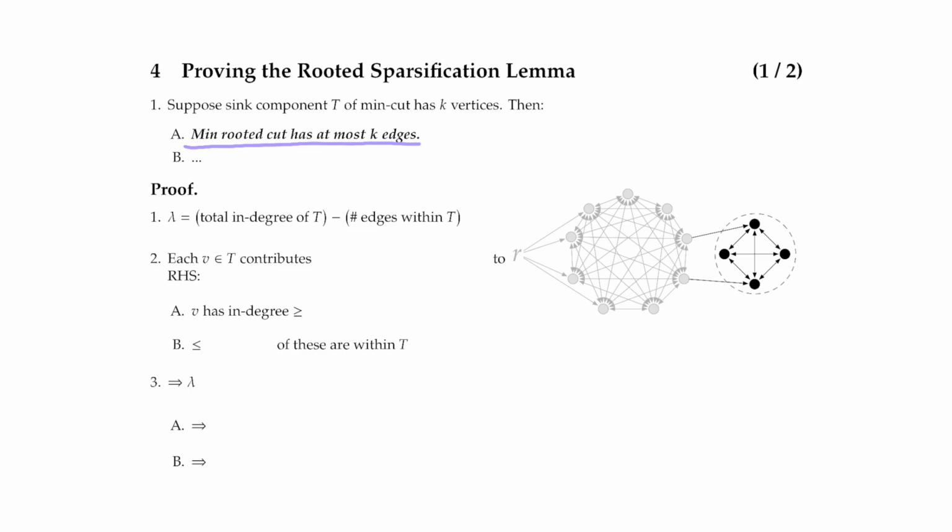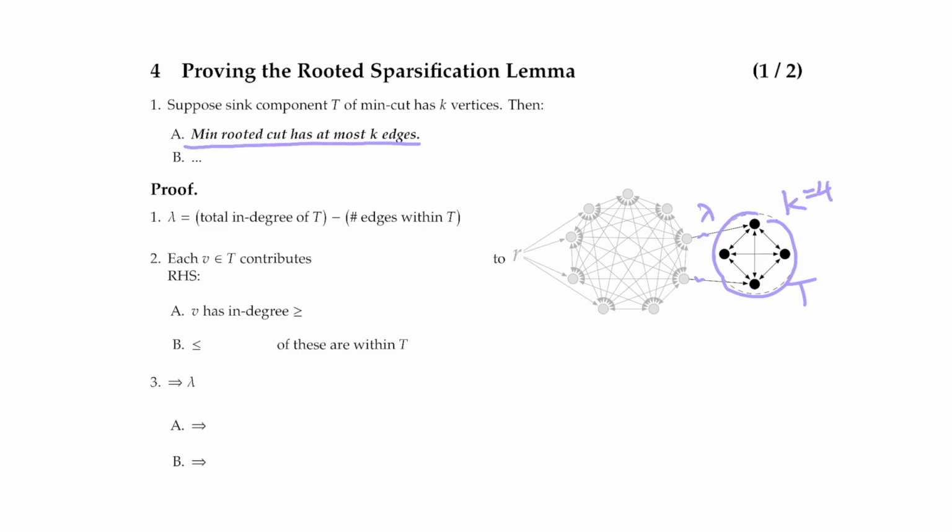The claim that, so here's that sink component of the minimum cut, which has at most k vertices. Here k is equal to 4. And the claim is that the minimum rooted cut has to have at most k edges. Okay. So let's call this set of vertices T. And again, lambda is the number of edges.